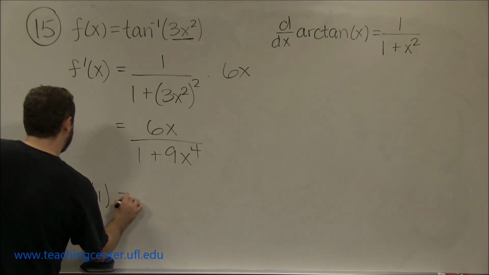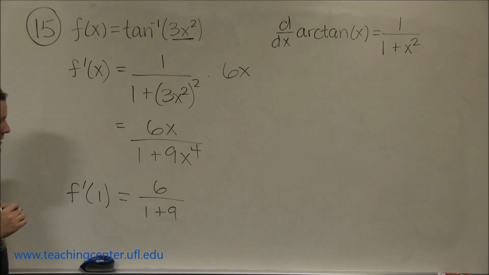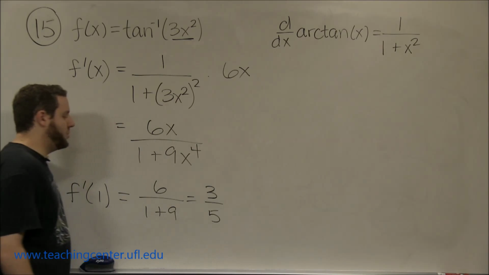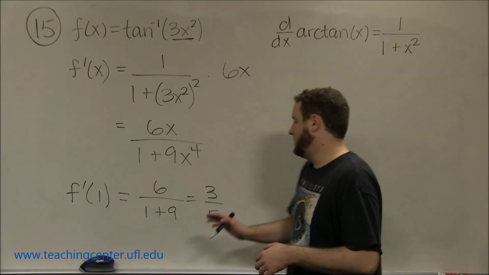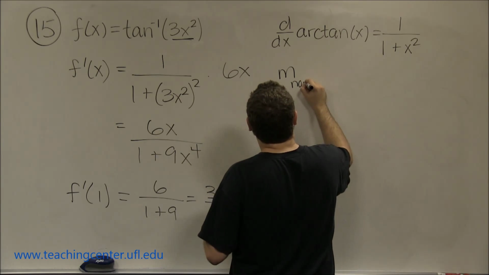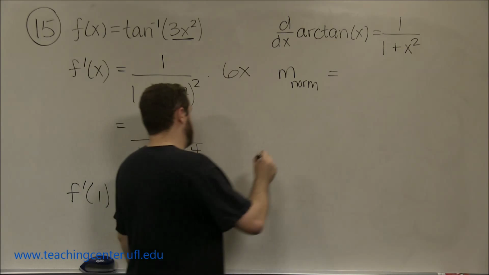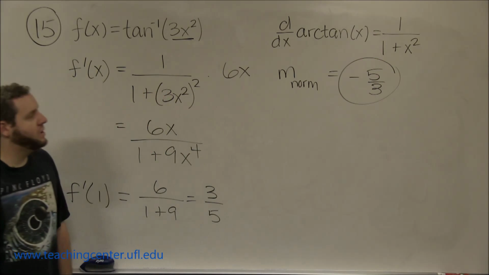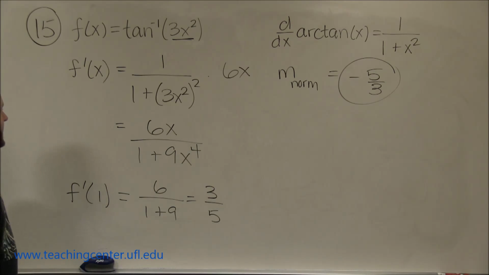So if we plug in 1 to the derivative, we would get 6 over 1 plus 9. So 6 over 10, which simplifies to 3/5. So the slope of our tangent line at x equals 1 is just 3/5. But we want the slope of the normal line, which has to be perpendicular to that. So the slope, I'll put m norm at the bottom. So the slope of our normal line is the opposite reciprocal of that, which is -5 over 3. So that's part A.